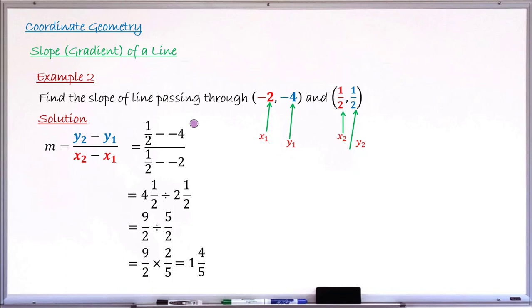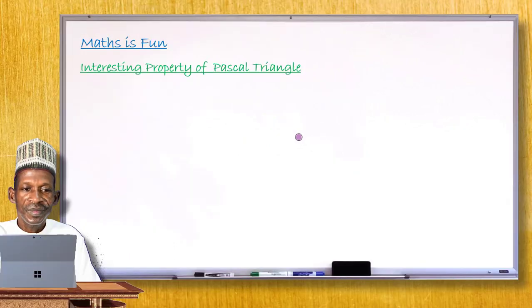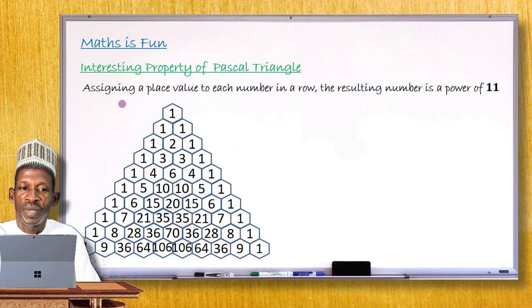So let me just move and give you something interesting about the Pascal triangle, the second property. The second property of Pascal triangle, this is your Pascal triangle. This second property says if we assign the appropriate place value to each number in a given row, the number you have in the end is a power of 11. Let's just start with the first row. First row, I have just one number here, and it has place value unit. So this one is nothing but 1.